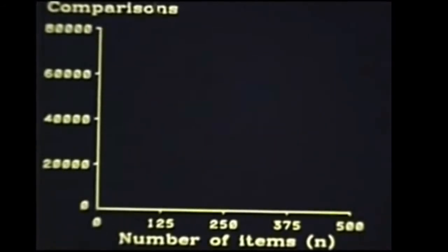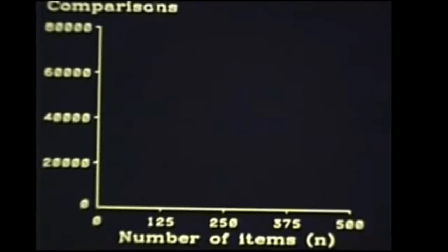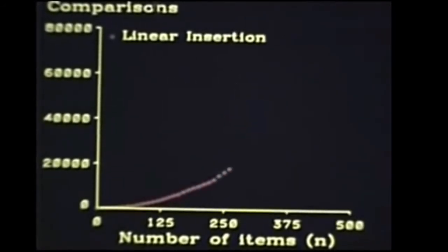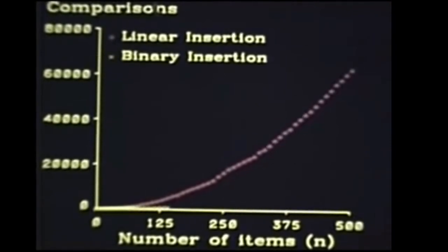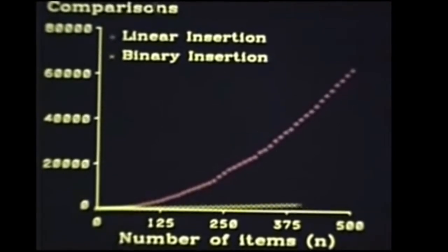Consider the three techniques on n randomly selected data items, where n ranges from 10 to 500. First, consider the number of times we compare two items to decide which is smaller. The number of comparisons for linear insertion grows as n squared, for binary insertion as n log n, for the shell sort, approximately the same as n log n.